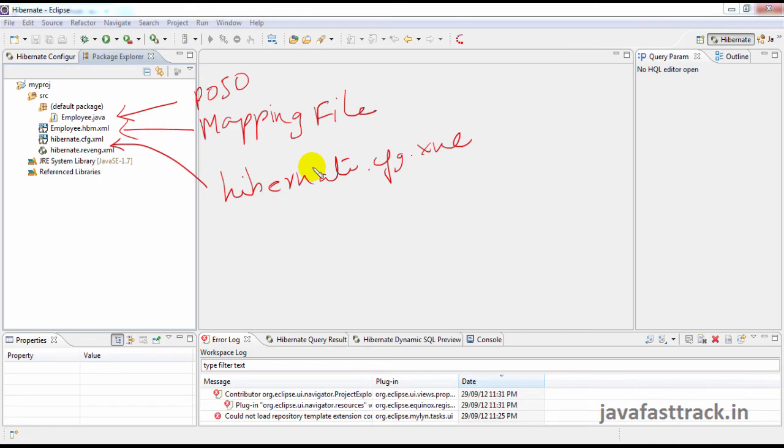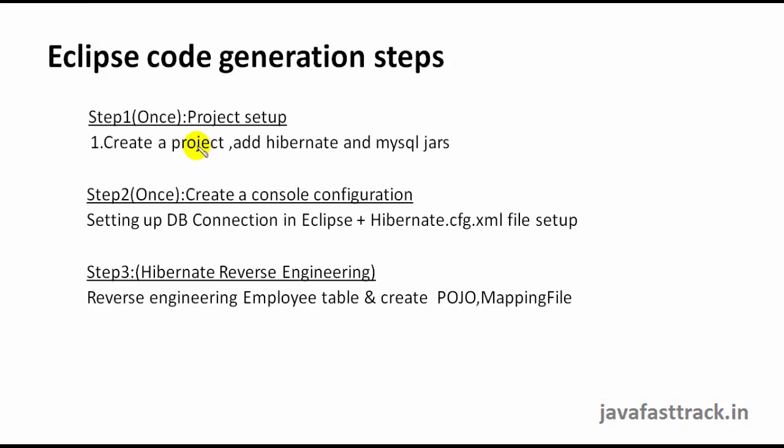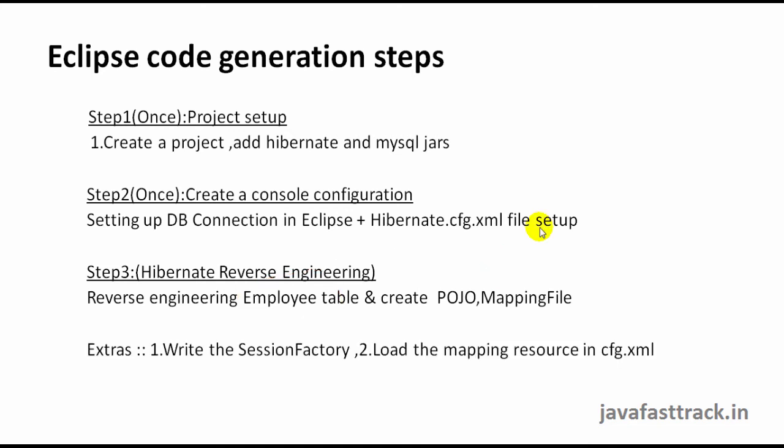Now we have a few more extra steps to perform. Just now I have completed the reverse engineering procedure. I started from the table, and from the table I have generated the POJO and the mapping file. Now I'll go to the last step. This is a small extra step to perform.